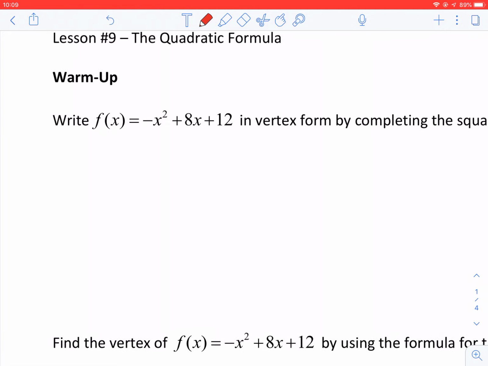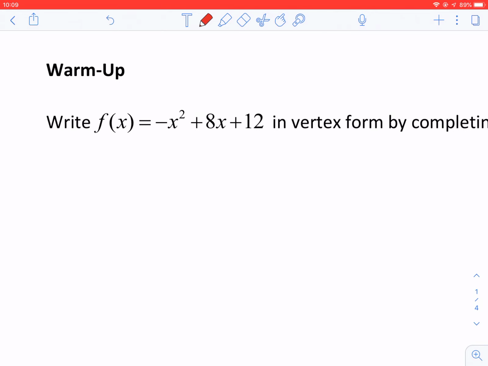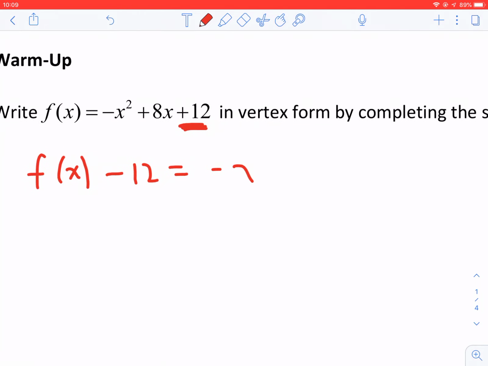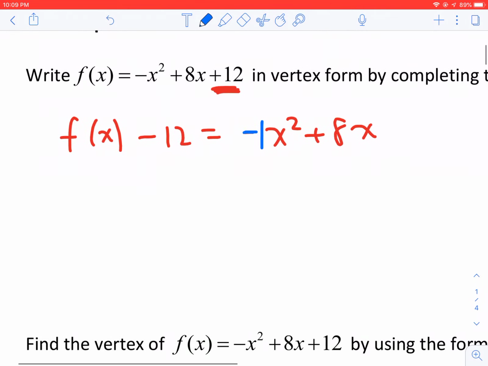All right, so to get this in vertex form, we have to complete the square. I'm going to move this 12 over to the other side first. So that's going to be f of x minus 12 equals negative x squared plus 8x. Remember, in order to complete the square, this coefficient has to be a positive 1. Right now the coefficient is negative 1, so we have to factor out that negative 1.